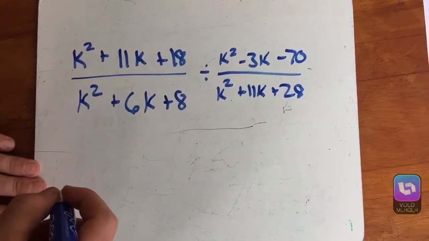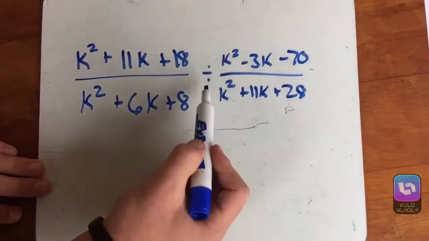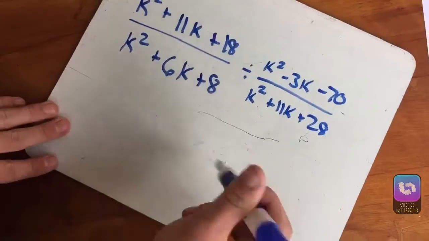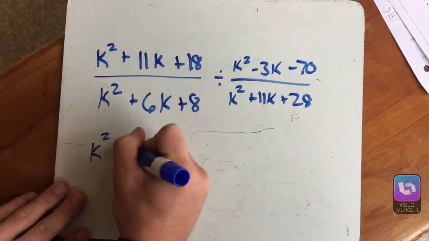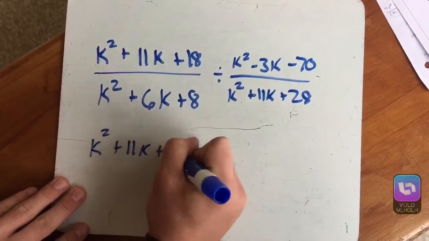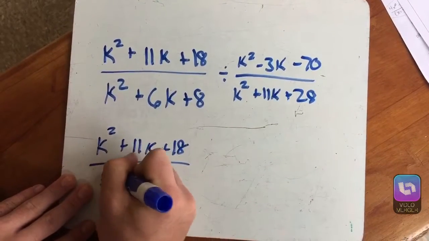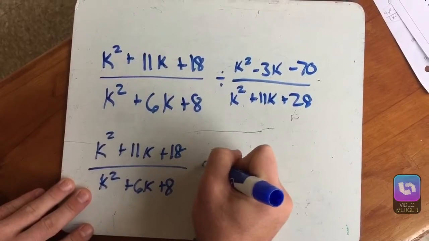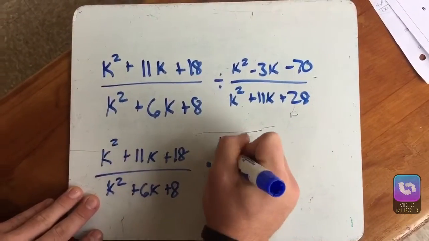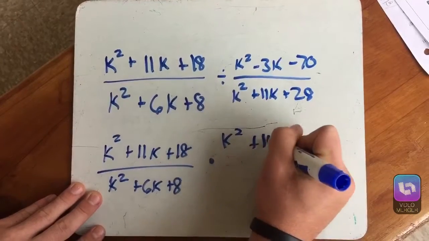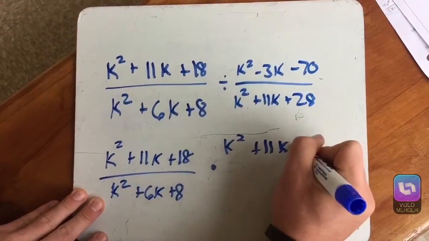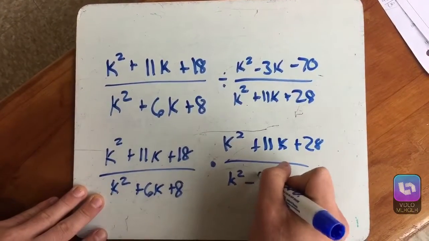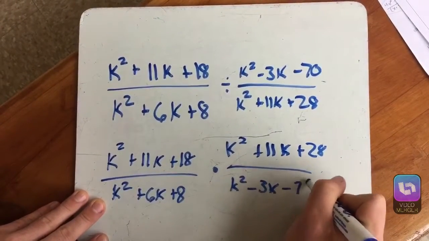Alright, now we are going to simplify a division problem, and since there's a division sign in here, you need to flip the top and the bottom. So it's going to end up as k squared plus 11k plus 18 over k squared plus 6k plus 8. And then you're going to multiply it, and now this is where you flip these two, so it's going to be k squared plus 11k plus 28 over k squared minus 3k minus 70 on the bottom.